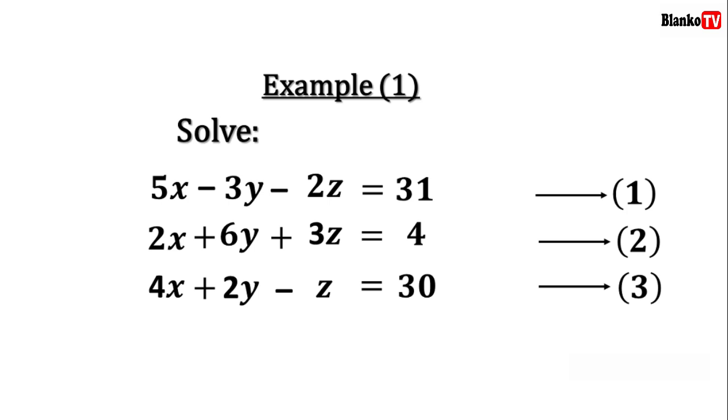Okay, so we have 5x minus 3y minus 2z equals 31, which is equation 1, and then 2x plus 6y plus 3z equals 4 as equation 2, and then we have 4x plus 2y minus z equals 30 as equation 3. So let's start with the solution.